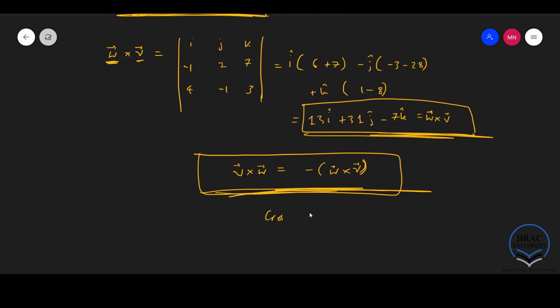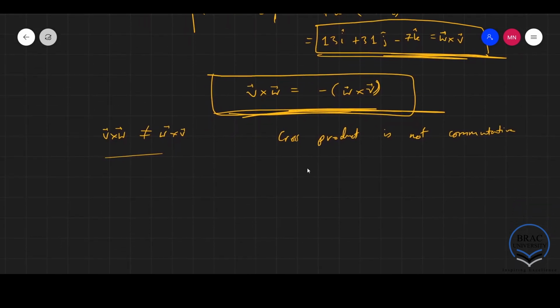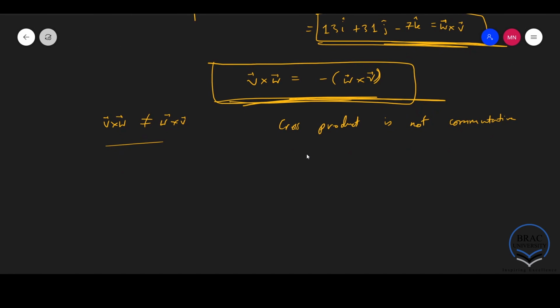The cross product is not commutative, right? Clearly, V cross W is not necessarily equal to W cross V. Now, what is the geometric significance of this vector and this vector? What is the difference between these two vectors?